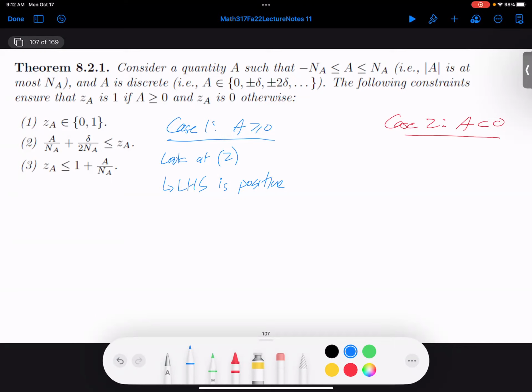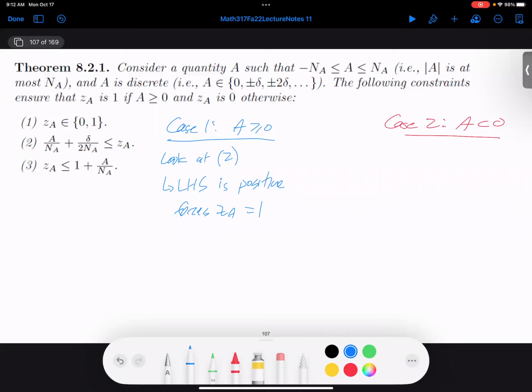Okay, so be more specific, because we know constraint 1, what do we now know about Z of A? So Z of A is in 0, 1. We know it's positive. So what must be true about Z of A? It forces Z to be 1. So it forces Z of A to equal 1.